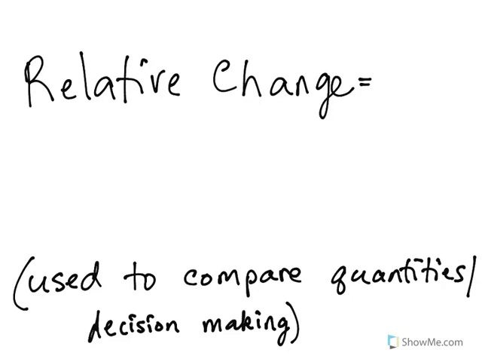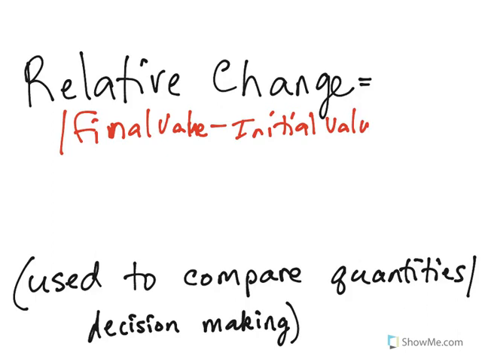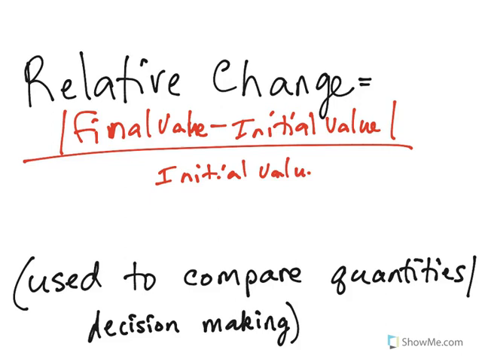What is it? Well, you're going to notice that relative change is the absolute value of the final value minus the initial value, the absolute value of that, all over the initial value. Now, if you've watched previous videos, you know that that numerator, the absolute value of final value minus initial value, is really the absolute change. So the absolute change over the initial value is relative change. We use relative change to compare quantities, and it's helpful in decision making.